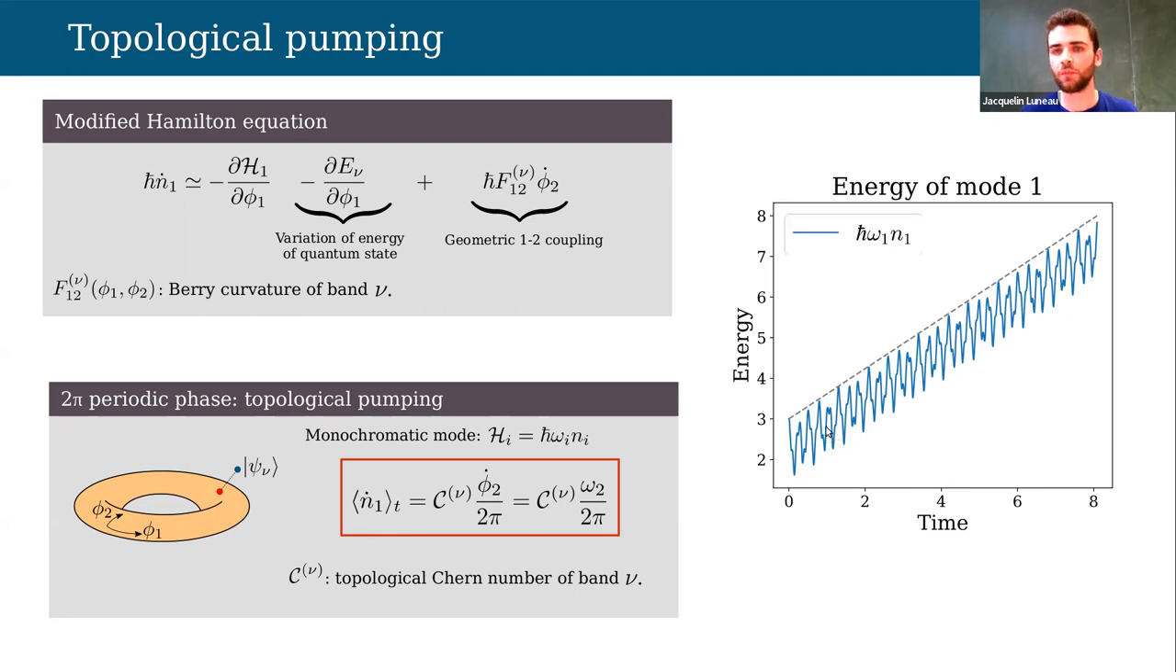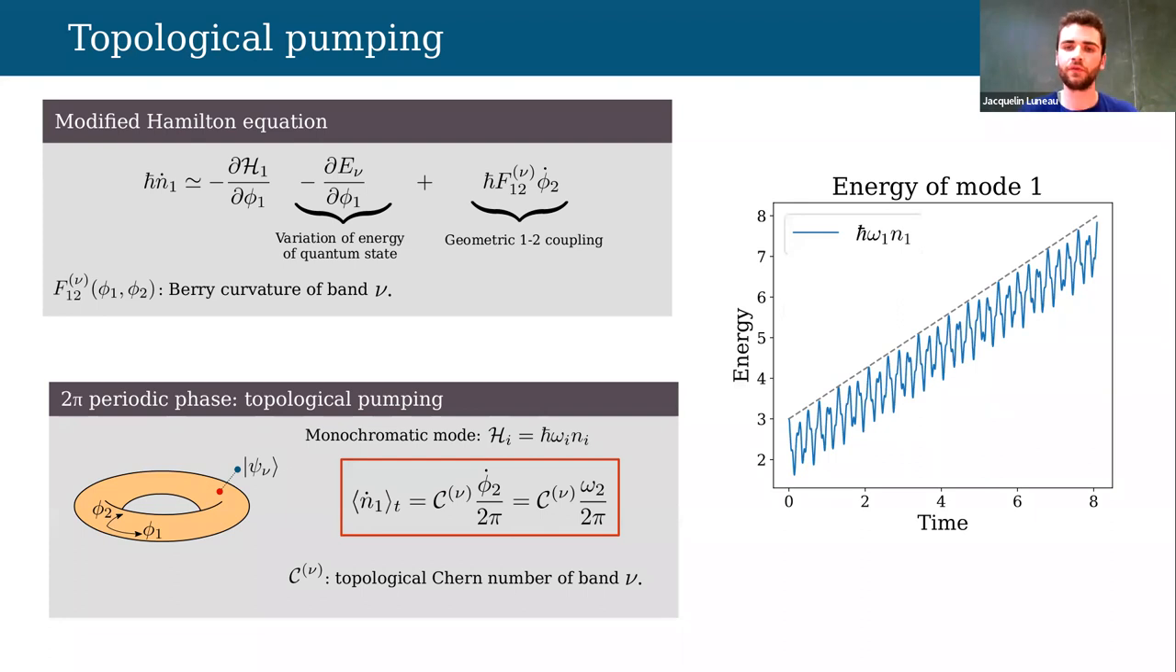So the energy of mode one will vary with time. So we see here this variation of energy, which we just saw before, which is due to a variation of the energy of the quantum system. But on average, the energy of mode one will increase at a quantized rate. And if the energy of mode one increases, the energy of mode two will decrease. And this is a topological pumping.